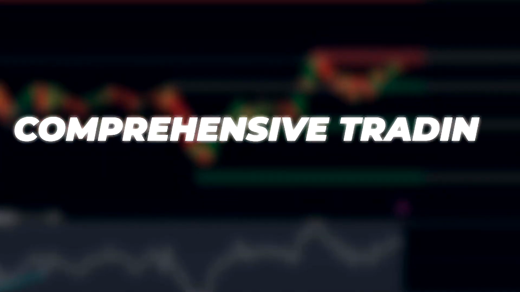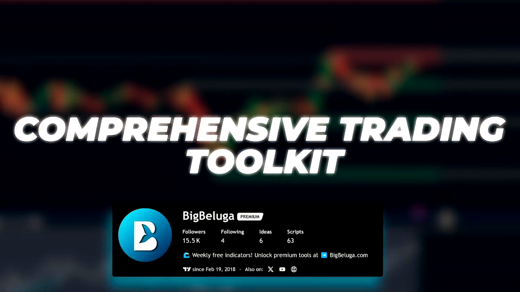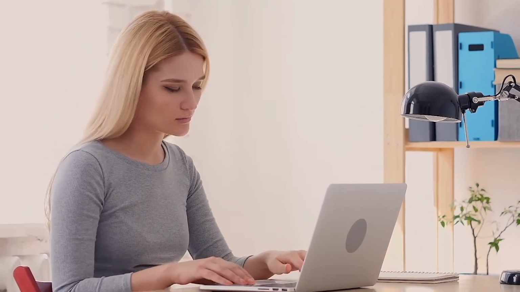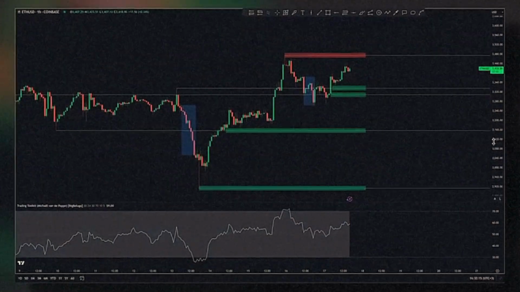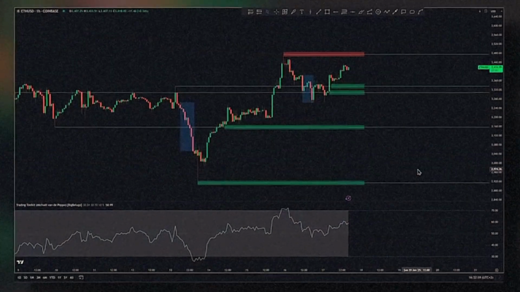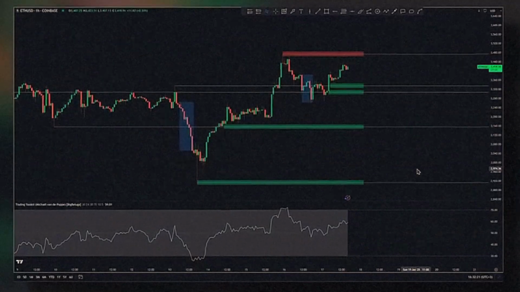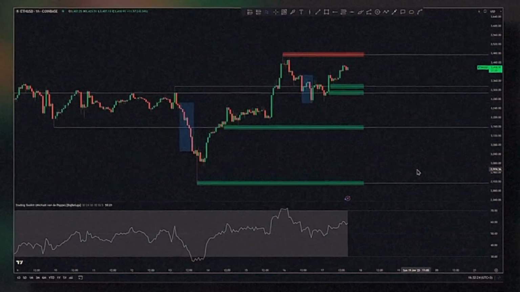This is the comprehensive trading toolkit by Big Beluga, and I bet you're wondering, what's the deal with this thing? Well, it's like a Swiss Army knife for traders. It helps you spot market trends, catch potential reversals, and keep your risk in check.